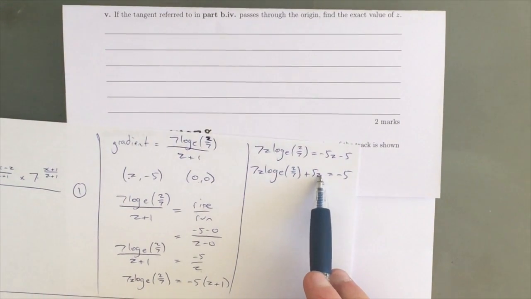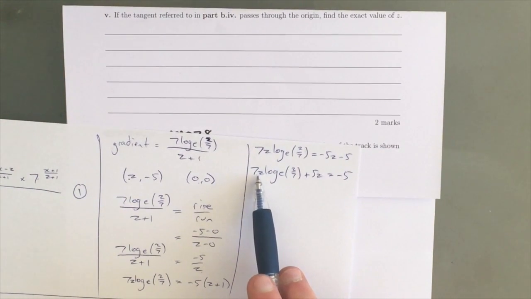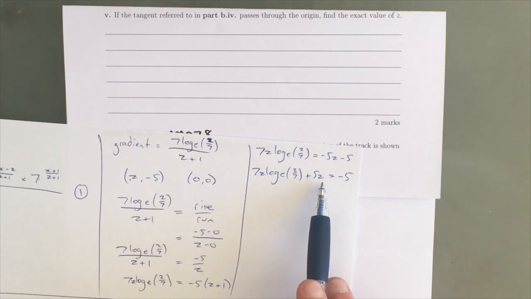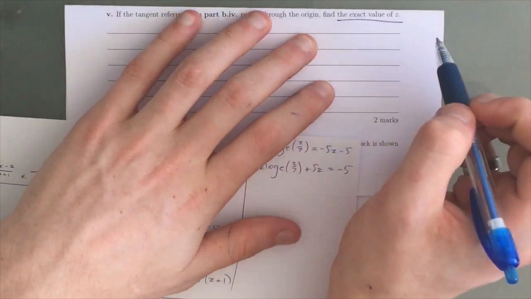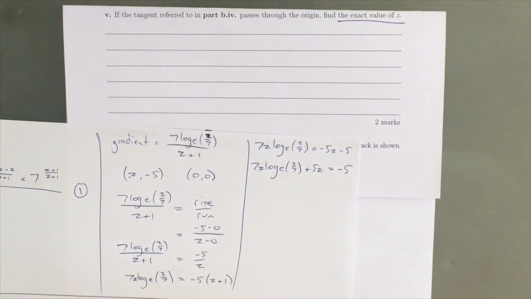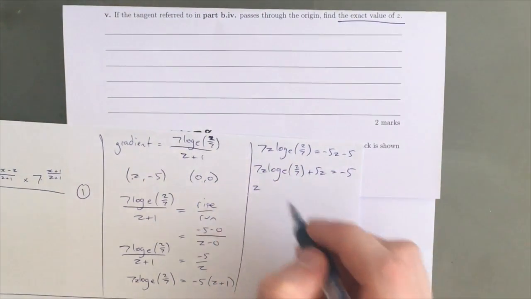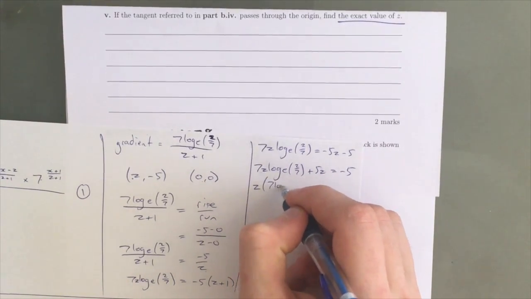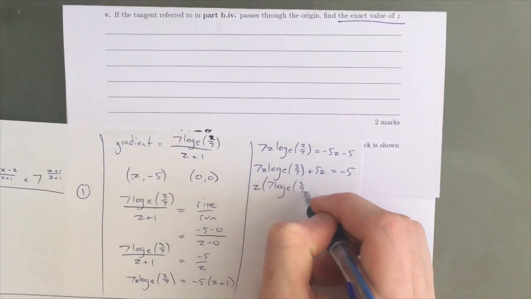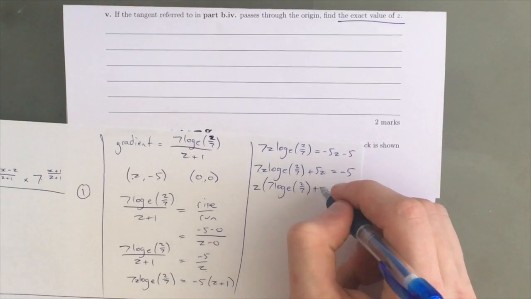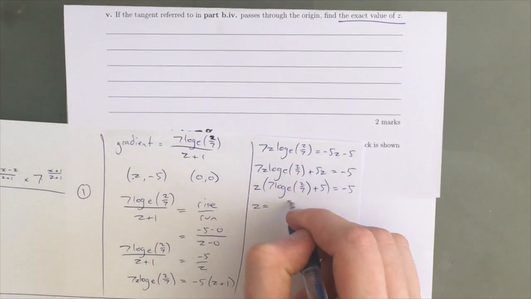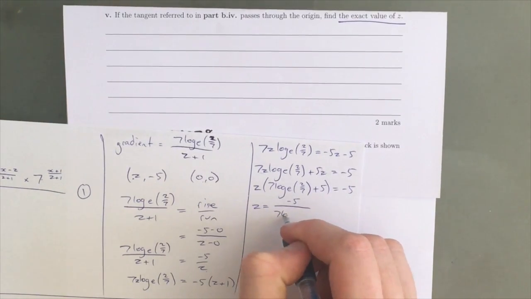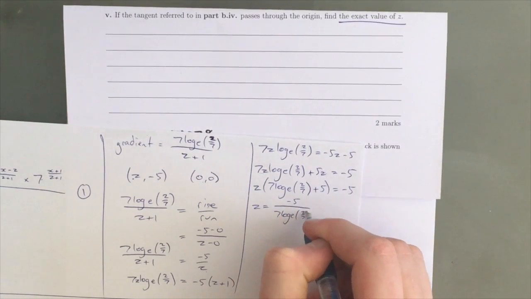And then what we want to do is take out the common factor of z. You know that you need to do that because you are trying to find what z equals. So find the exact value of z, and that means that we need to get it by itself. So z outside of 7 log e of 2 on 7 plus 5 equals negative 5, which means that z is equal to negative 5 over 7 log e of 2 on 7 plus 5.